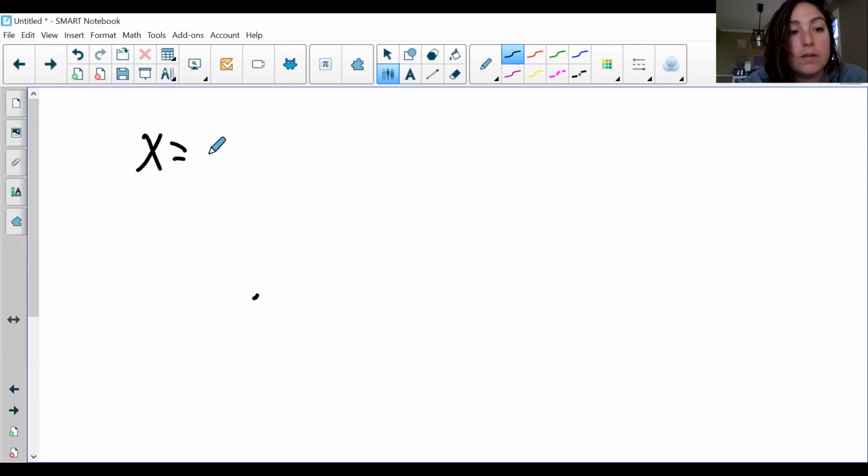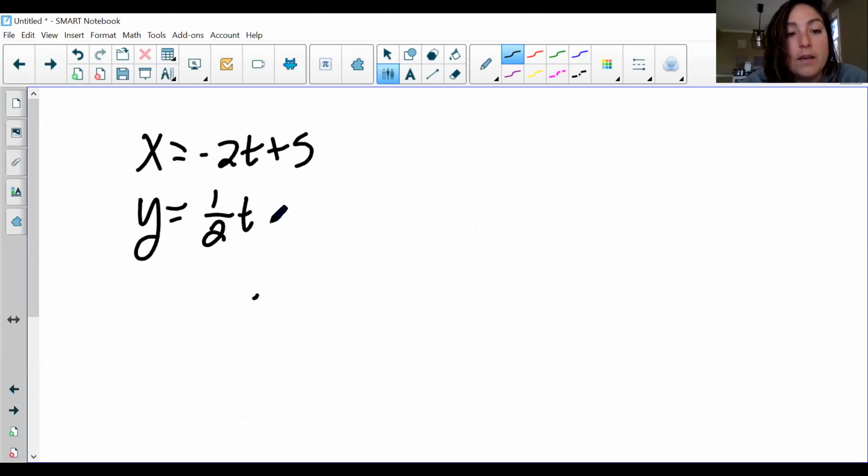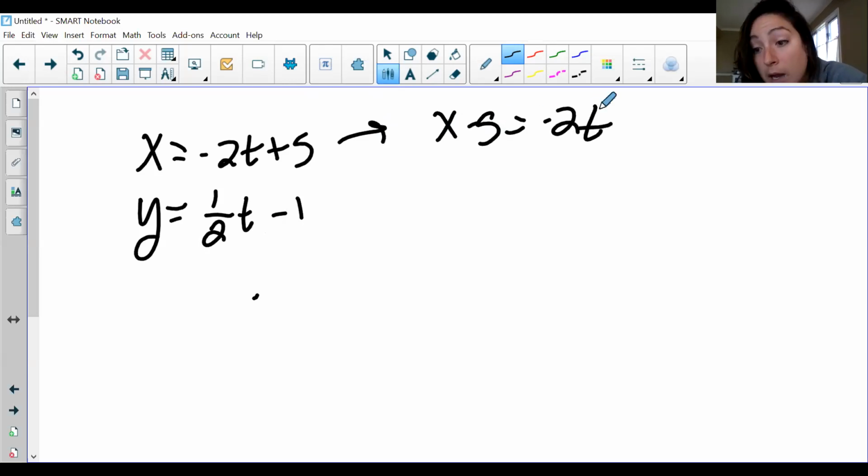So x equals negative 2t plus 5, and y equals, I don't know, 1/2 t minus 1. All right, so it's completely up to you if you want to use the x equation to solve for t or the y equation to solve for t. I will always use the x equation because we want our answer to be y equals. So here we have x minus 5 equals negative 2t, and this is not going to work out nicely because I just made it up right now off the top of my head without working through it first.